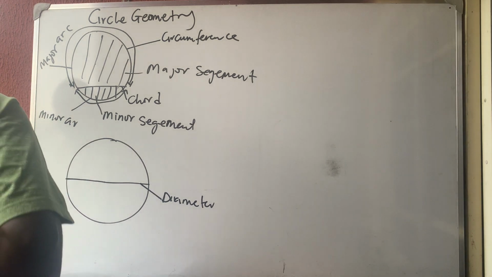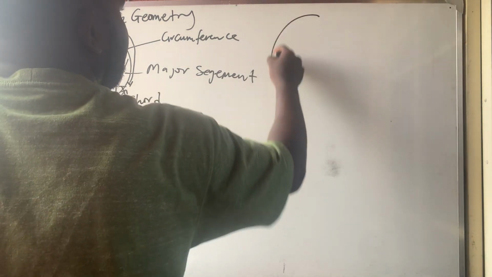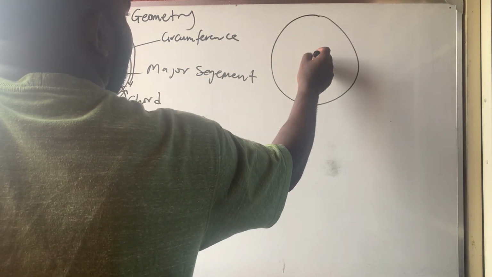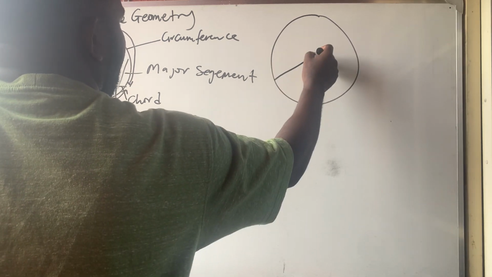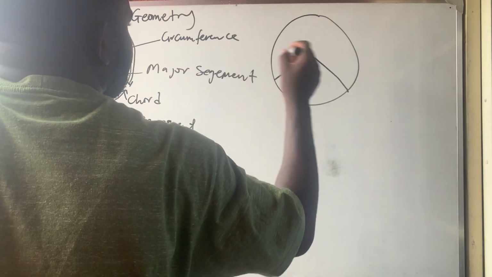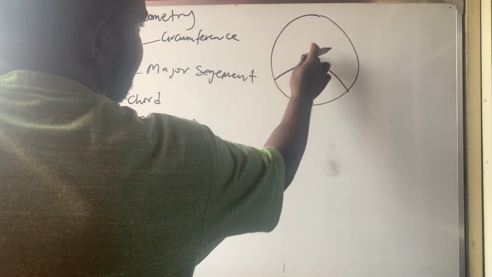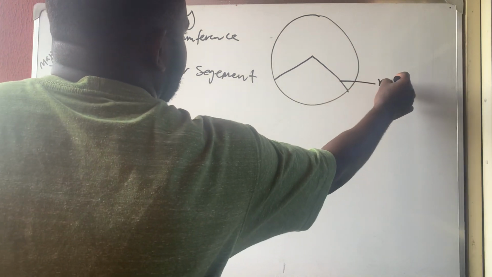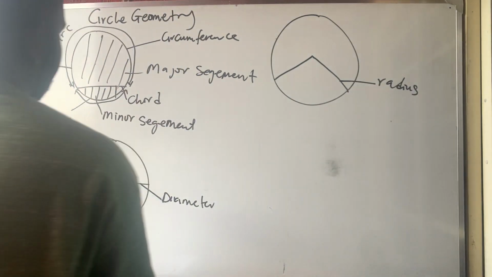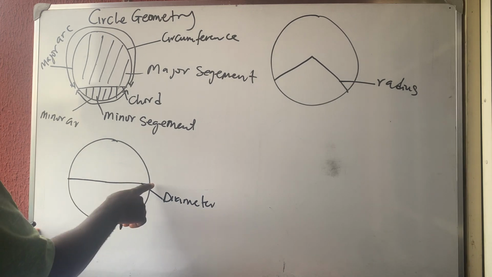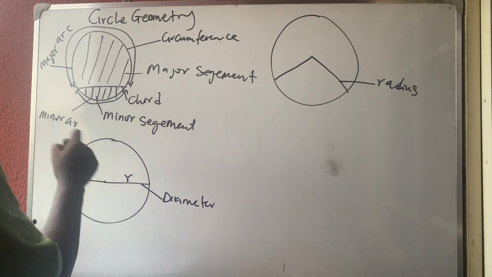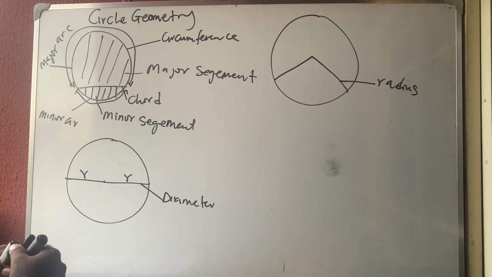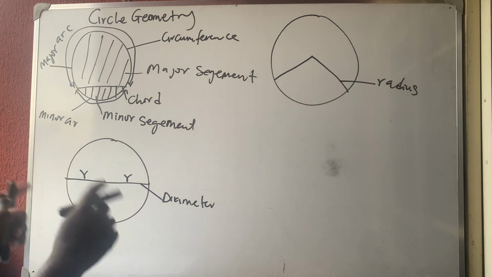Now there's another one you need to know. If this is the center, and you have a line drawn from the center to any part of the circumference, and another drawn from the center to any part of the circumference, any line drawn from the center to the circumference of a circle is called the radius. Automatically it means that a diameter is equal to 2 radii. From the center to this part of the circumference is a radius, and from the center to this part is a radius. So 2 radii, the plural is radii, is equal to 1 diameter.